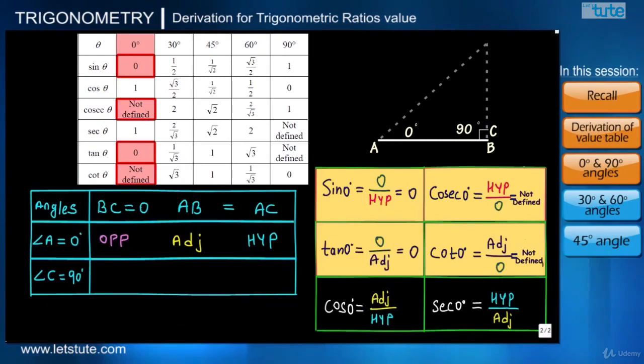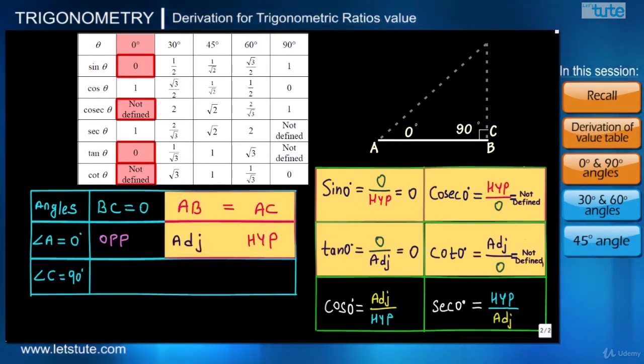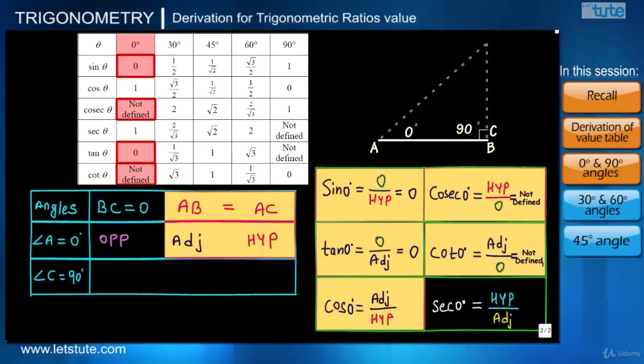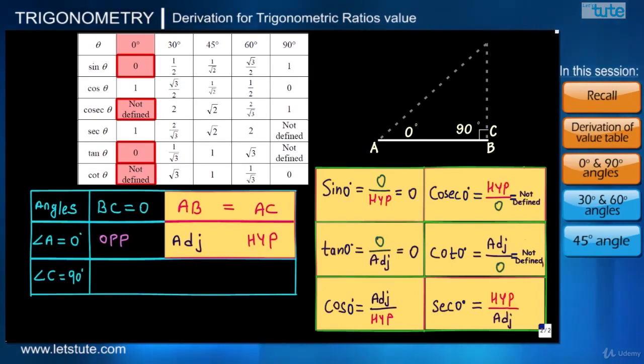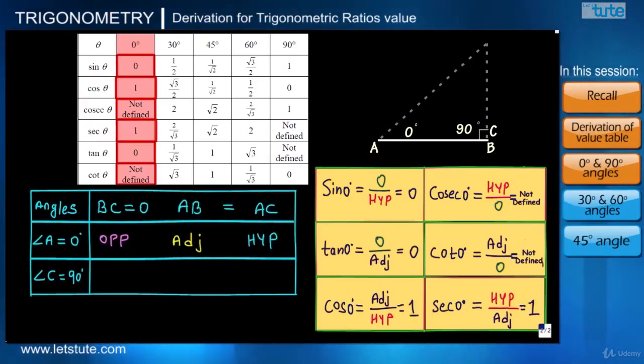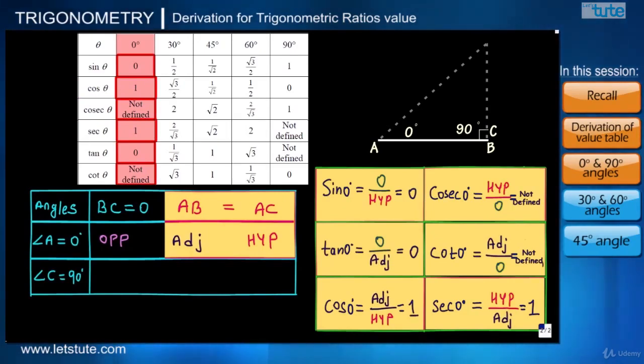And we have also seen that for a 0 degree angle, its adjacent side and hypotenuse are equal, which are the elements of cos and sec ratio. Thus we have defined the value of cos 0 and sec 0 as 1. Because if two things have the same value, then their ratio will always be 1. I hope we all are getting it.